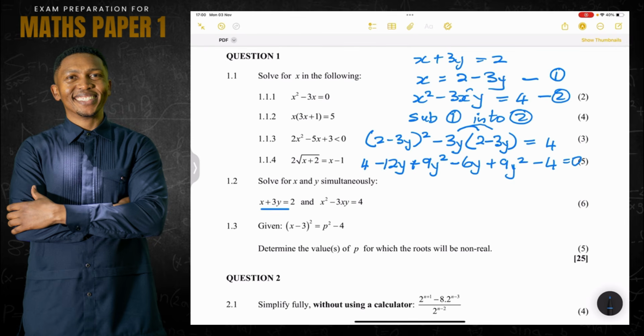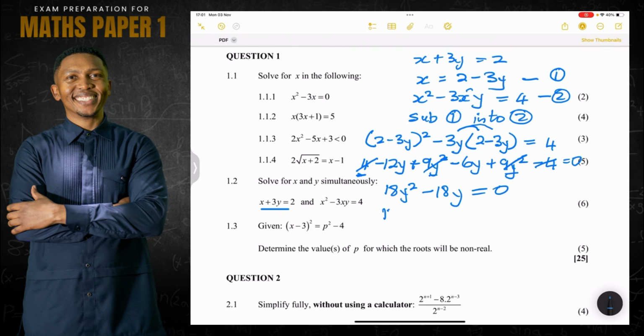Okay, so we've got 9y squared plus 9y squared, which is going to be 18y squared. Okay, so I'm done with those ones. And I've got negative 12y minus 6y. That's another minus 18y. And I've got for my last term, 4 and minus 4. Those two cancel each other out. Okay, so we are now going to have that as our solution.